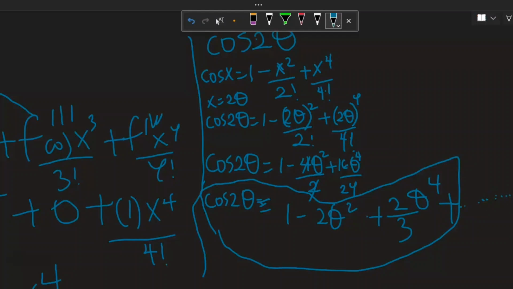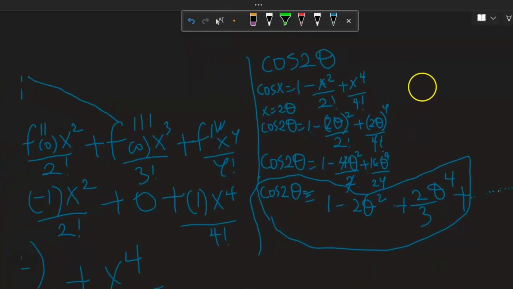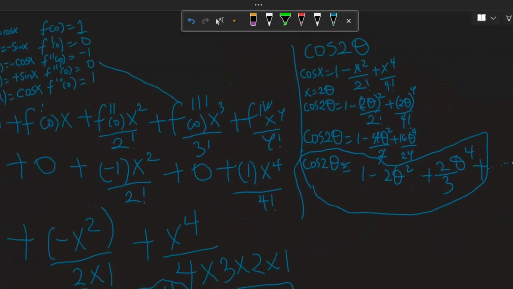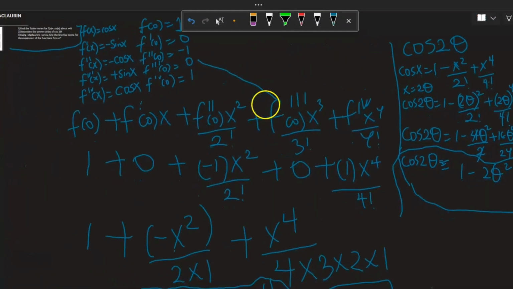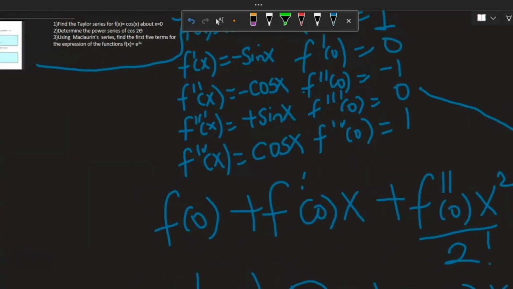They might also give you cos 2x. It is the same approach, the same steps. Since you know the Taylor series or the Maclaurin series of cos x, sin x, and every other unique identity, you can find anything.